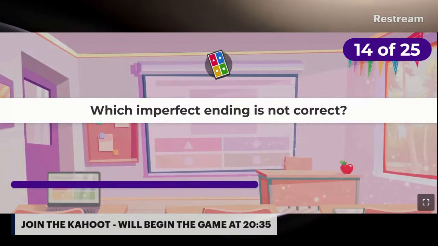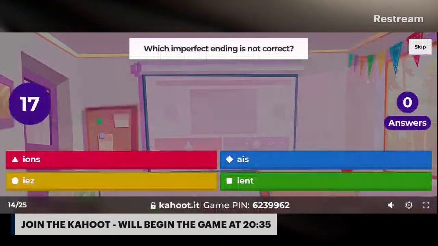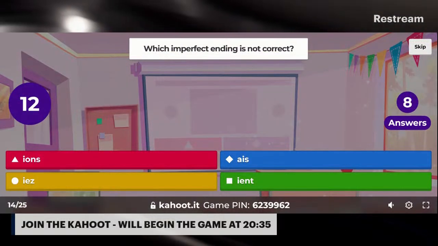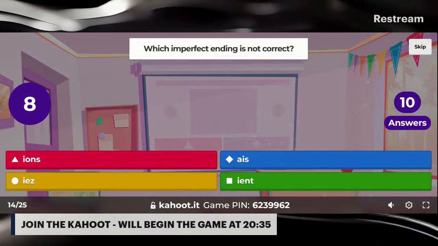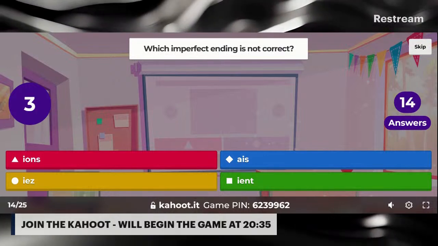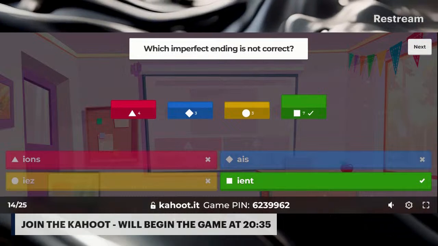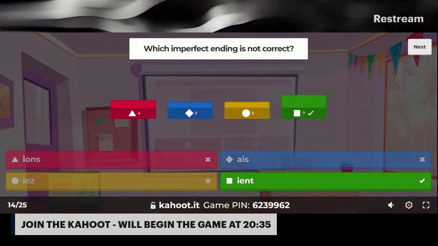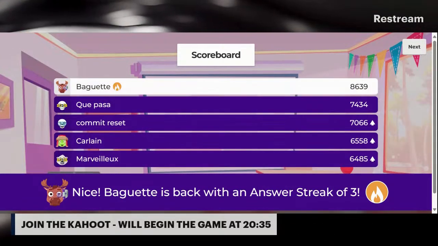Which imperfect ending is not correct? Ions, ais, or ient? By the way, this Kahoot is all about grammar, verbs, conjugation. The next couple of Kahoots after this will be about vocab. So they might be a bit more accessible to you guys. Okay, so the answer is ient. That isn't an ending. It should be aient. Okay.